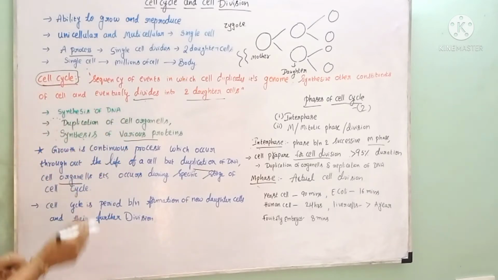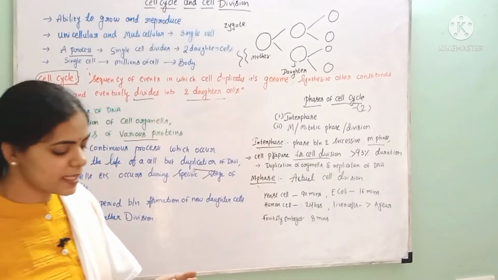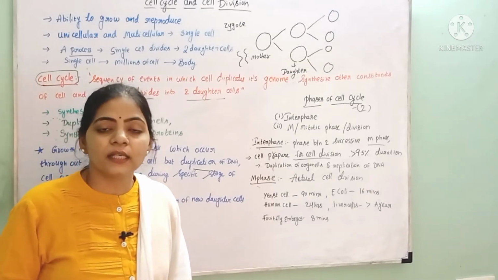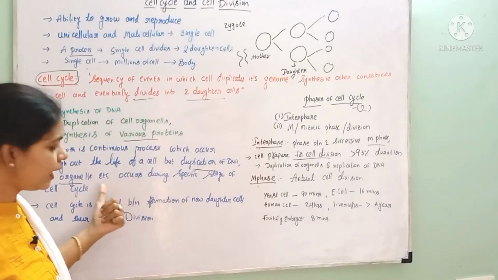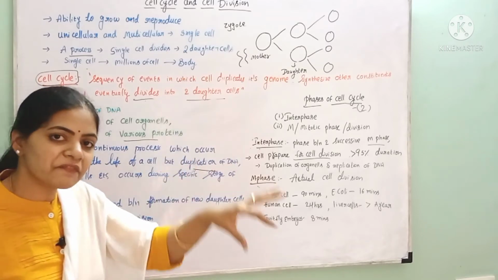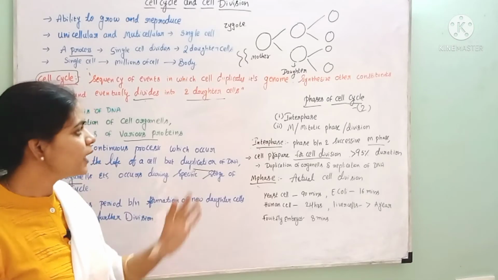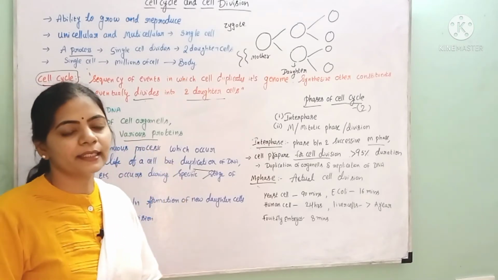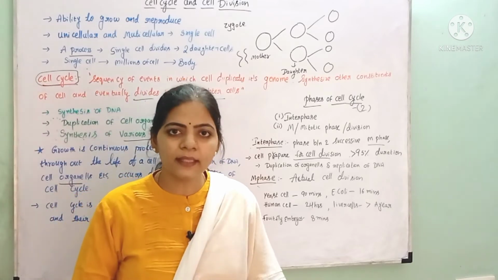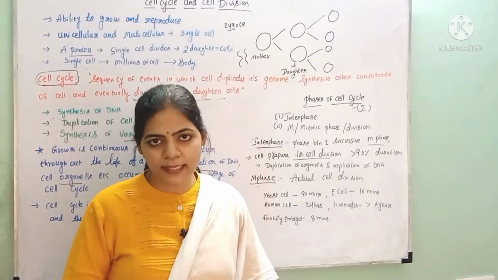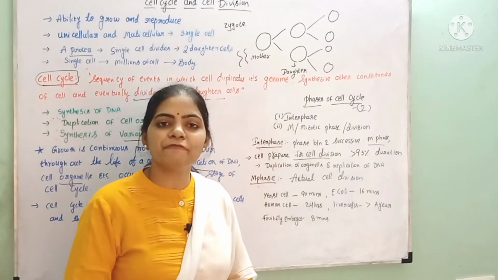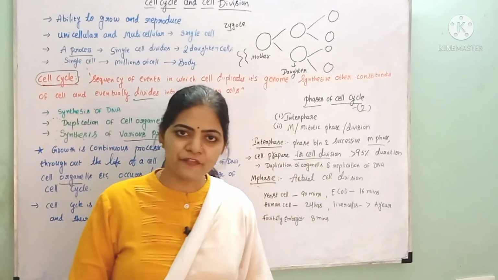And here, if you see the cell, the growth of the cell is a continuous process, but the duplication of the DNA and duplication of cell organelles occurs only at specific stages of the cell cycle. And here, this cell cycle has two phases. How many phases are present in the cell cycle? There are two phases in the cell cycle. One is interphase and the second one is M phase, or mitotic phase, or division phase.